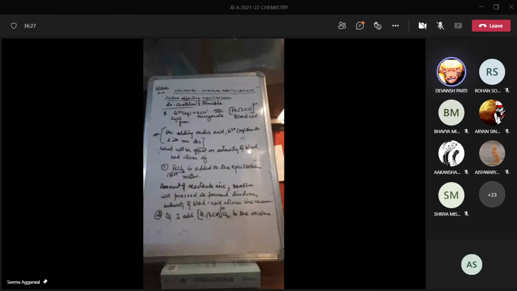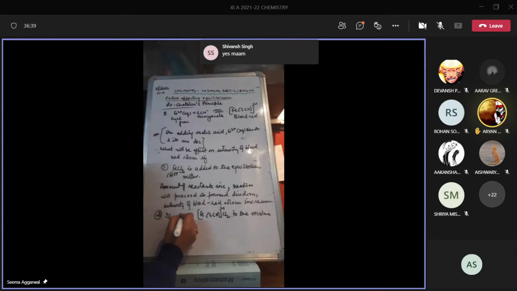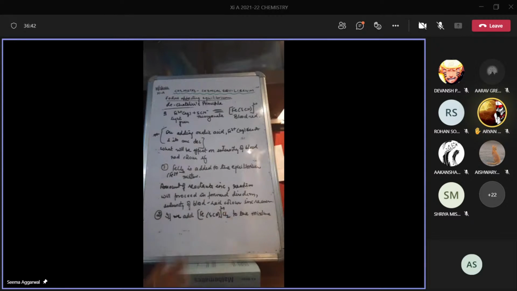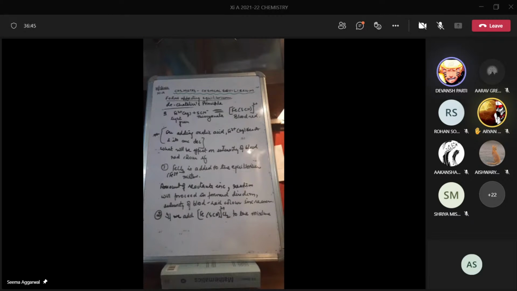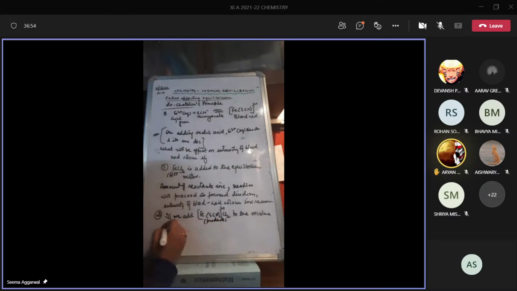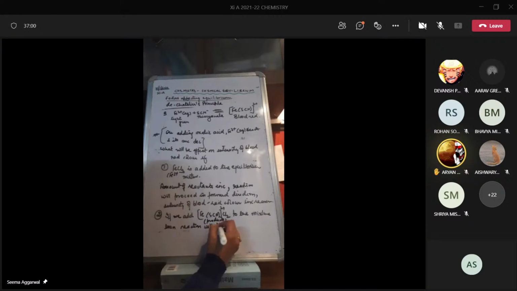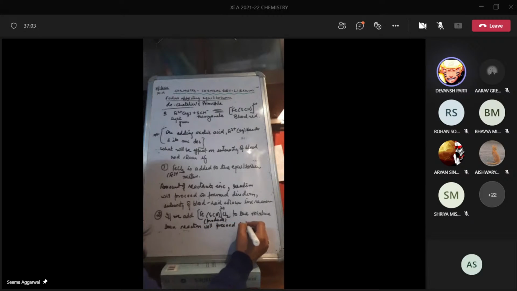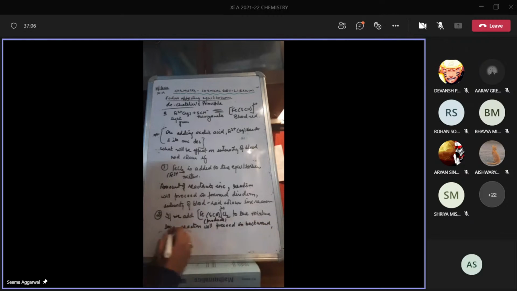Ma'am, in this question, I don't know, addition of I will increase or decrease the product. If we add, I means if we add. Okay. If we are adding this to the mixture. Ma'am, then backward reaction will occur. So if I am adding products to the mixture, then reaction will proceed in backward. What about the intensity? Ma'am, intensity of red color will decrease. Yes. Intensity of red color decreases.